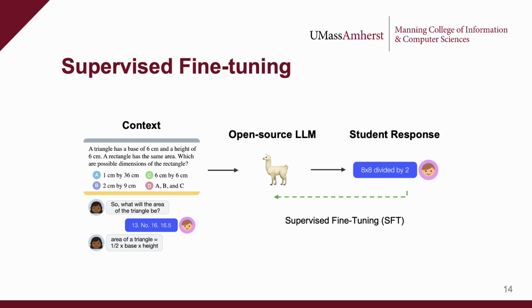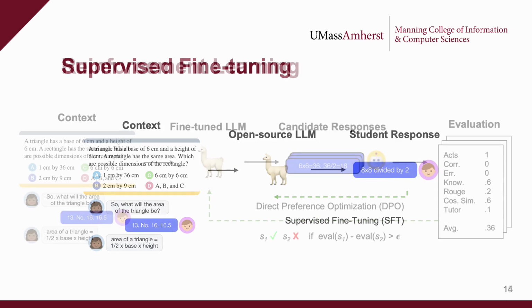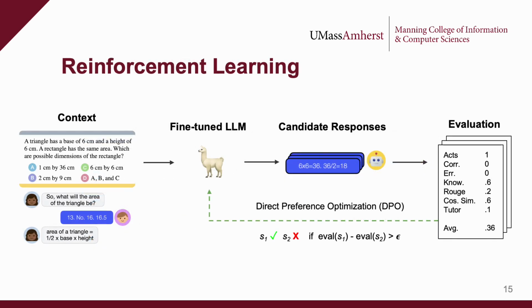In contrast, rather than relying on prompt engineering, supervised fine-tuning leverages student responses in a ground truth dataset to train an LLM to respond more like real students. Finally, we leverage reinforcement learning to encourage the LLM to generate more realistic student responses. We do this by first generating a set of candidate responses, evaluating them on all of our metrics, taking the average, and then forming preference pairs and training using direct preference optimization. As a result, the LLM's responses should be more aligned with the realism evaluation that we're using.